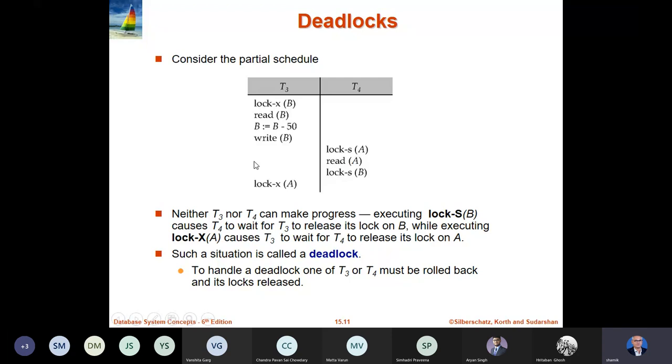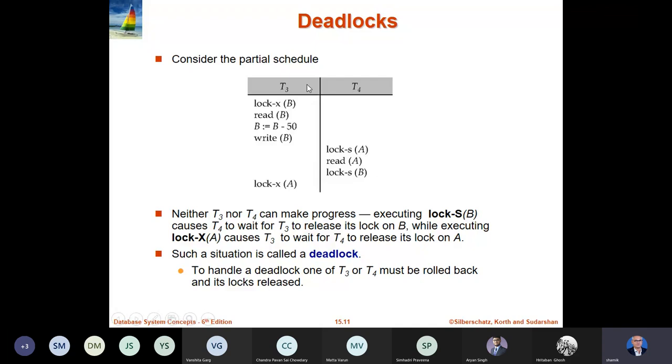But then T3 proceeds, and it wants an exclusive lock on A, but T4 is holding a shared lock on A. So this cannot be granted because this one is holding it, and this cannot be granted because this one is holding it. As you know from operating systems, there is a circular wait here, and that results in the deadlock.